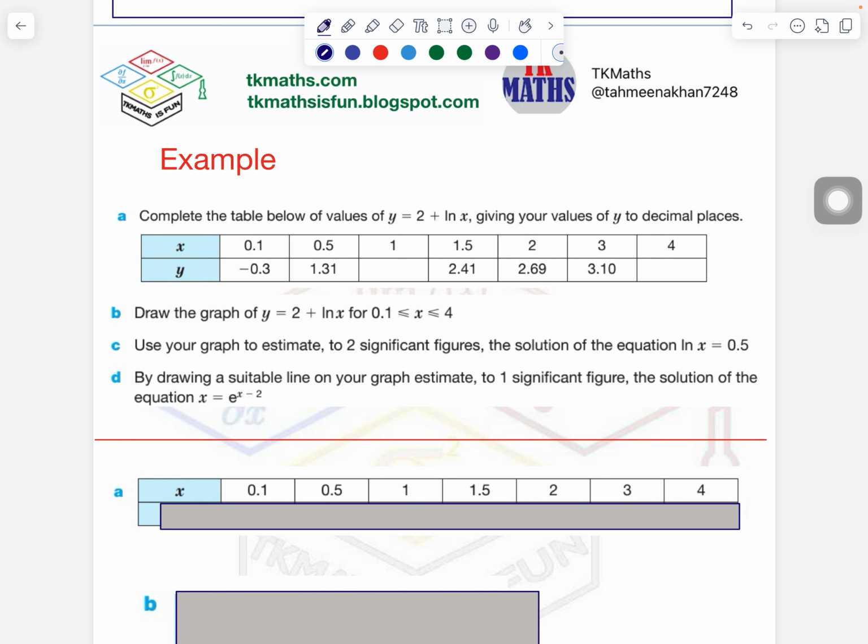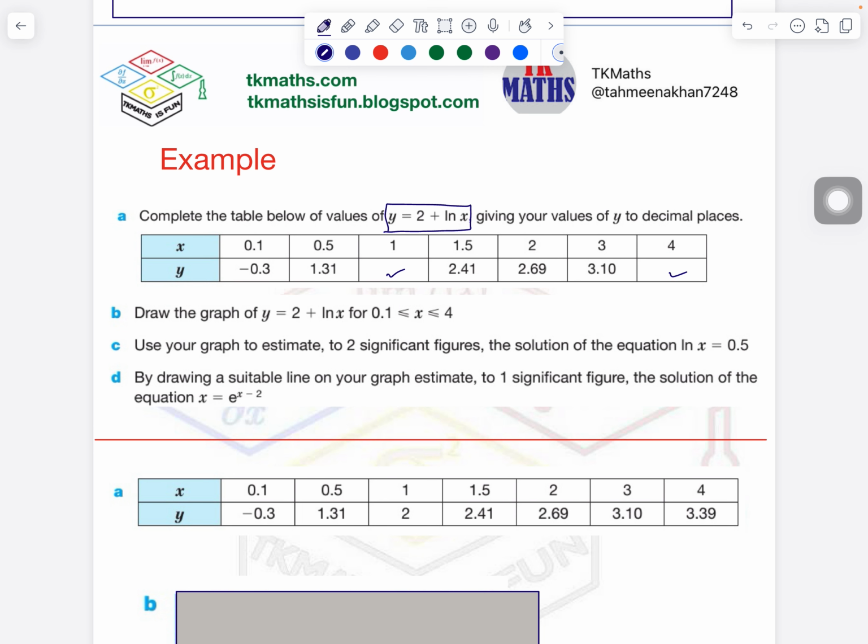In the example, I have already prepared the sketches so that it is easy, time saving, and accurate. First of all, the question demands that we find the values of the unknown y's here. So we can simply substitute the values of x in the equation and get the answer. This is easy. You can see the values here: the value against 1 is 2 and against 4 is 3.39.